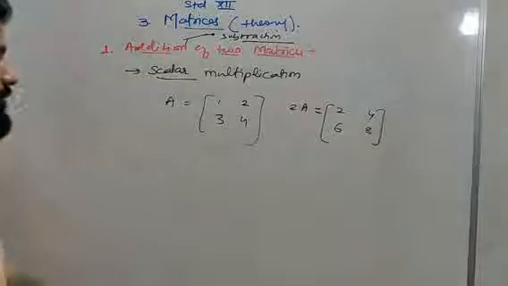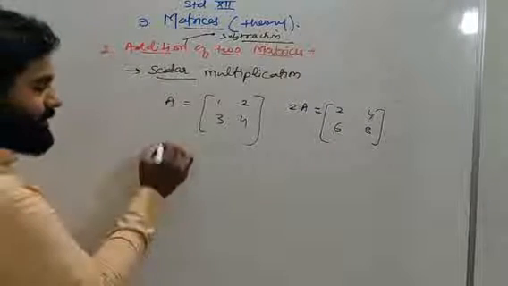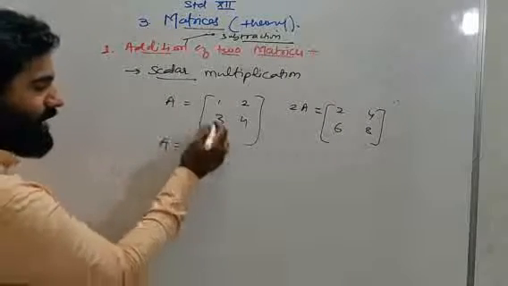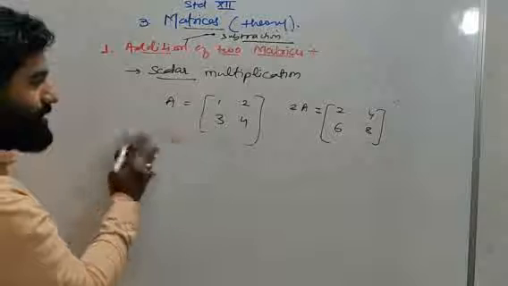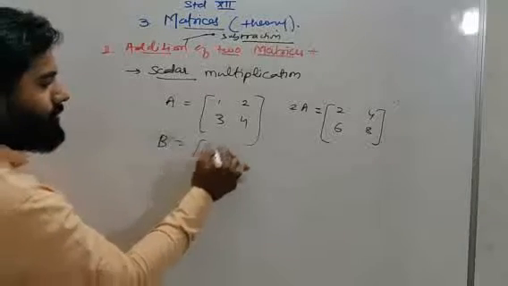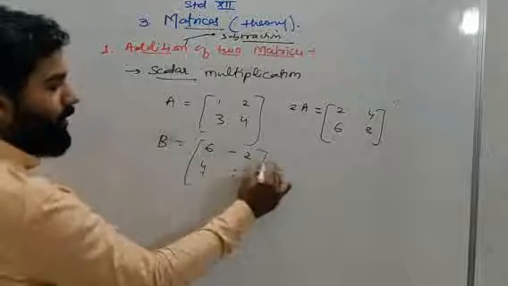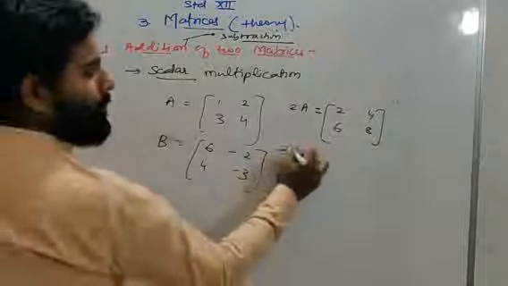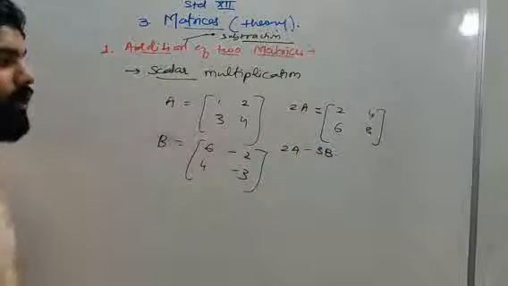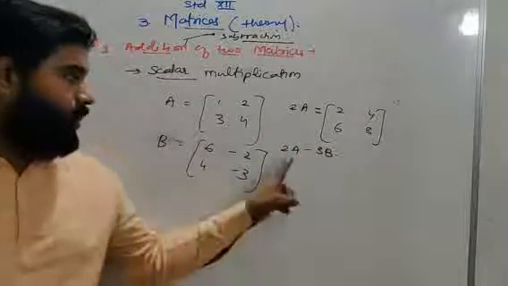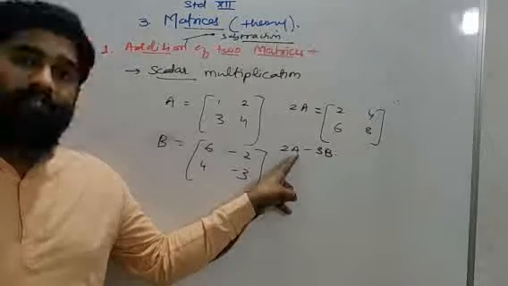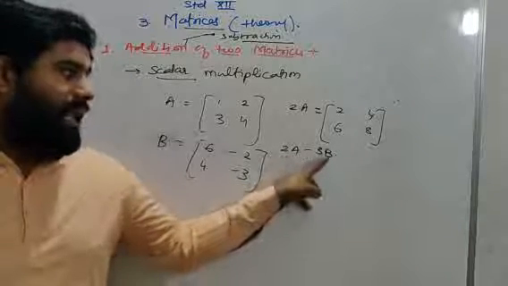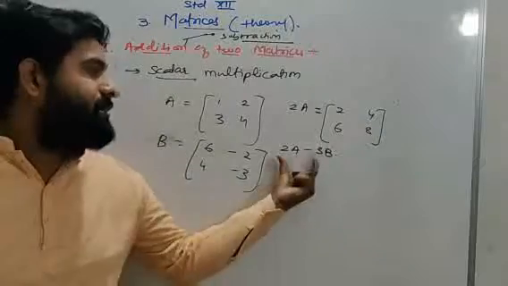For example, in the textbook many sums like this are given. You are provided matrix A like this, and matrix B like this, 6 minus 2, 4 minus 3. And they are asking me to find 2A minus 3B. So it is nothing new. You have to multiply every element of A with 2 and every element of B with 3, and then simply subtract.